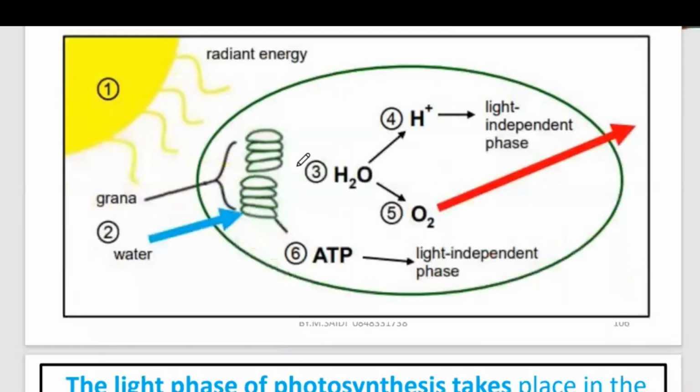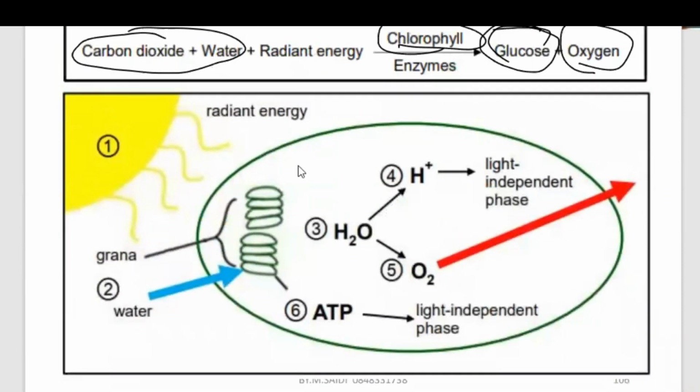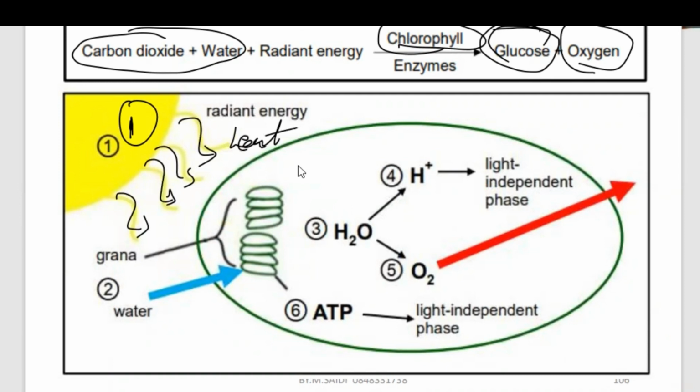So step one, what happens is the sun will release this radiant energy. The radiant energy will be trapped by the leaf. We have seen that the leaf has adaptations which make it able to trap this light. If you look at the palisade mesophyll, we say that it is packed with busy cells with a lot of chloroplasts which trap the sunlight.